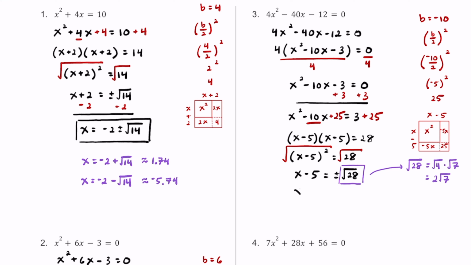So here I'm going to write x minus 5 is equal to plus or minus 2 times the square root of 7. And then we can completely get x alone by adding 5 to both sides of the equation. And so if we do that, then x will be alone. So adding 5 to both sides here, we can see that x is going to be equal to 5 plus or minus 2 times the square root of 7.